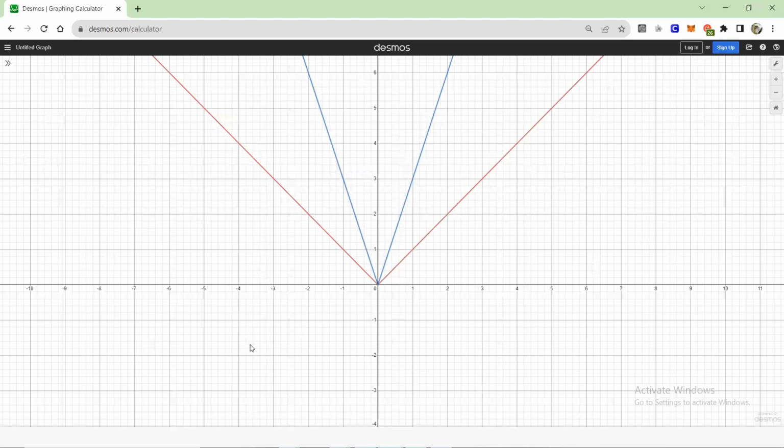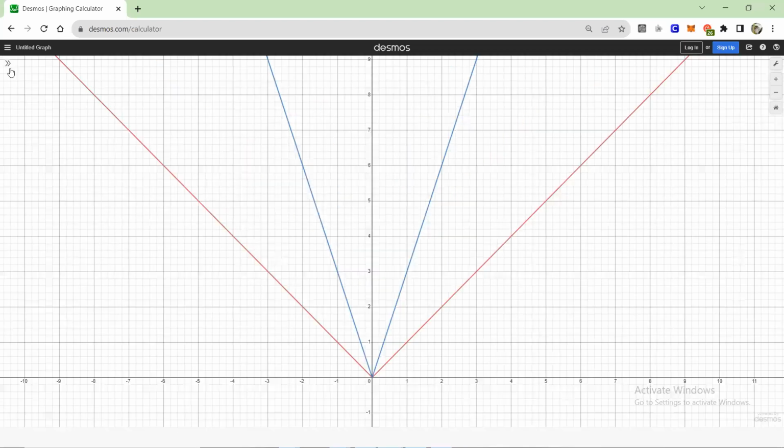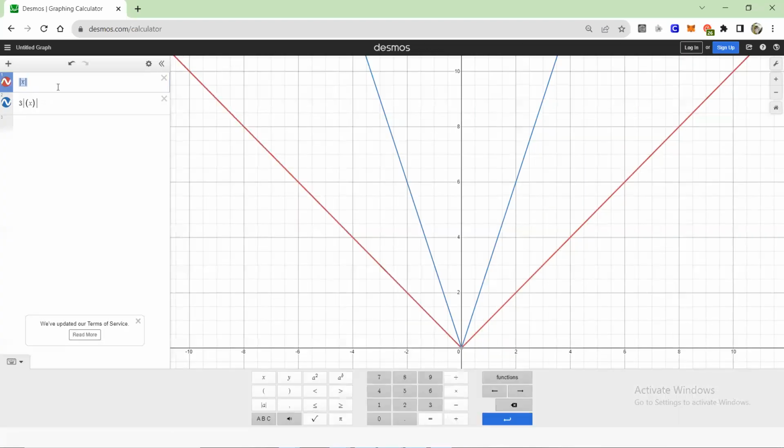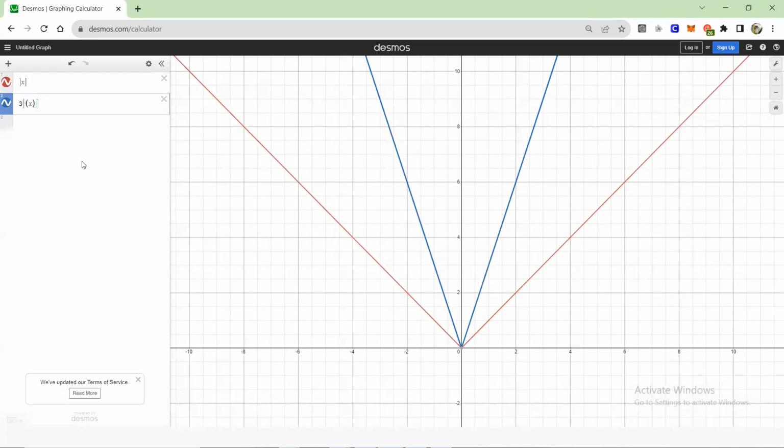You guys can see the red is absolute value of x, our parent function, and the blue is 3 absolute value of x, the transformed one. You see how it's skinnier? Because if you stretch a rubber band out, it's going to get skinnier like this. So that's why it's a vertical stretch.